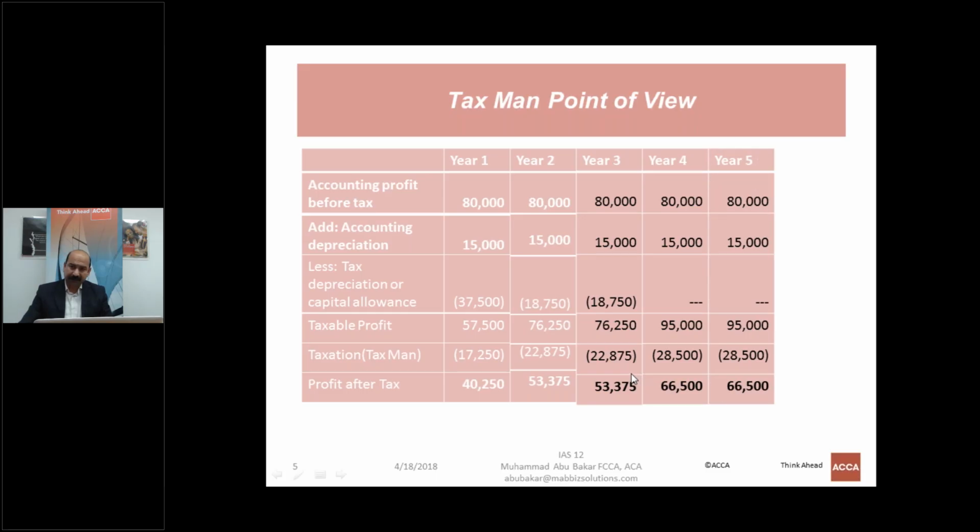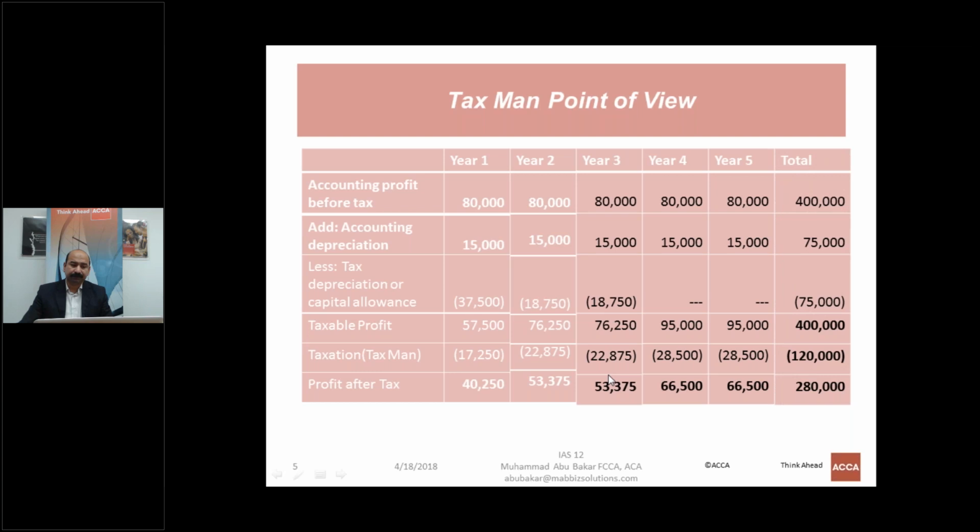Then in year 5, the same is the situation as in case of year 4. There is no tax depreciation because as per tax, the whole amount was depreciated during the first 3 years. So this is the total situation. Here the important thing is, if we just look at the taxation related to this asset over a period of 5 years, this is 120,000. And profit after tax is 280,000.